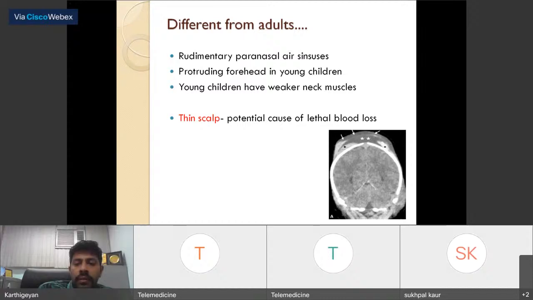And then children, as I said earlier, have a large head with weak torso and neck muscles. So the major force is at the upper cervical spine. This acts as a sort of fulcrum, and upper cervical spine injuries are more common when compared to adults. And one of the most important aspects is that these children, especially the younger ones, say less than 2 to 3 years, have a thin scalp, and small bleeding into this scalp can cause significant hematomas that we have seen. Even scalp hematomas are one of the major causes of hypotension in these young children.